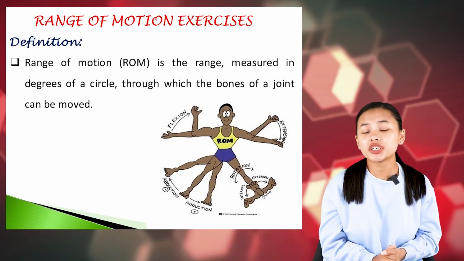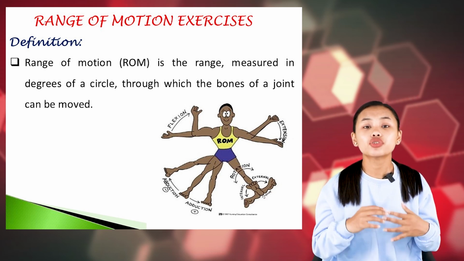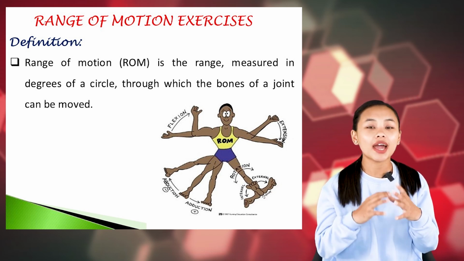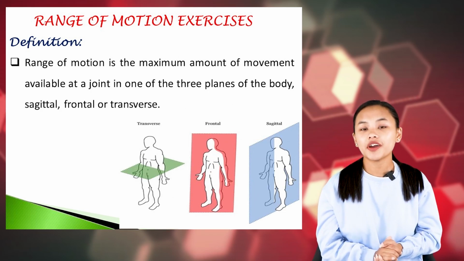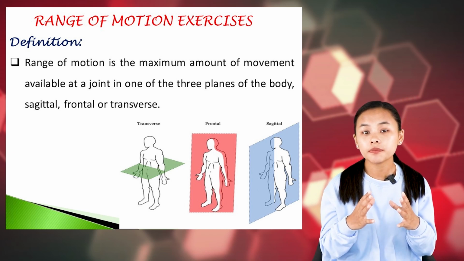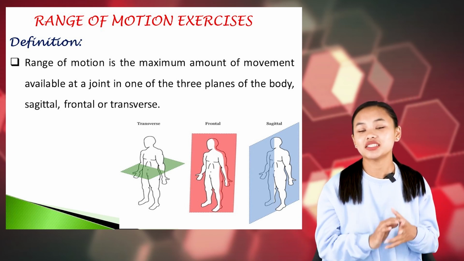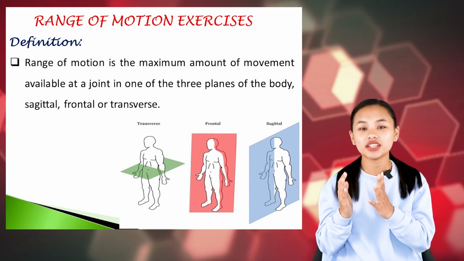This range of motion is the range, measured in degrees of a circle, through which the bones of a joint can be moved. It is also defined as the maximum amount of movement available at a joint in one of the three planes of the body, that is the sagittal, the frontal, and the transverse.